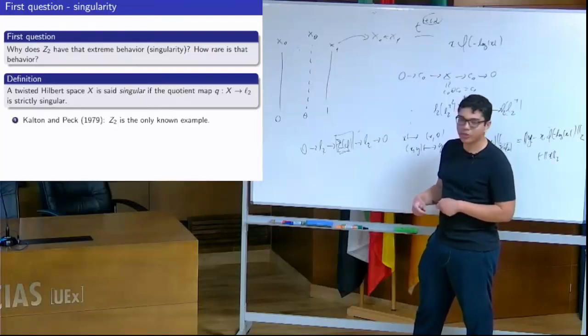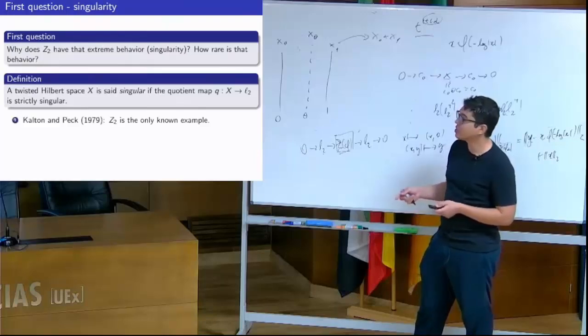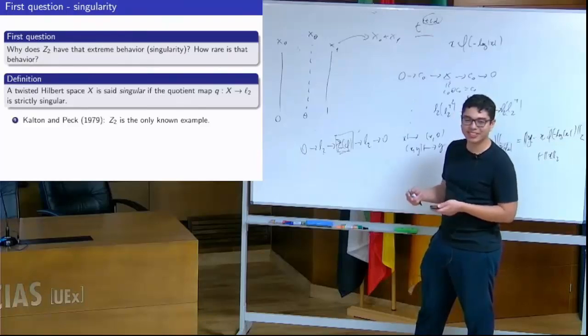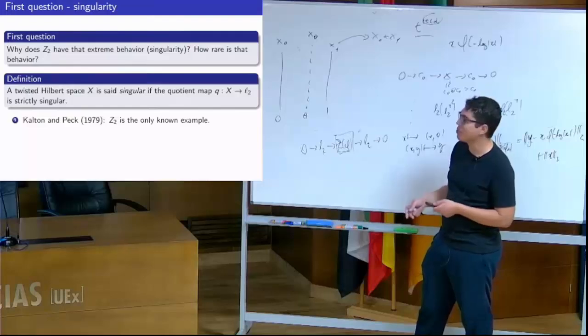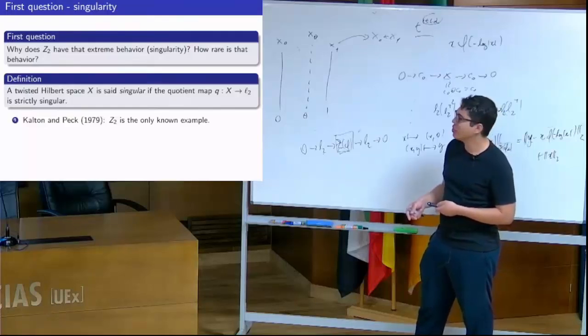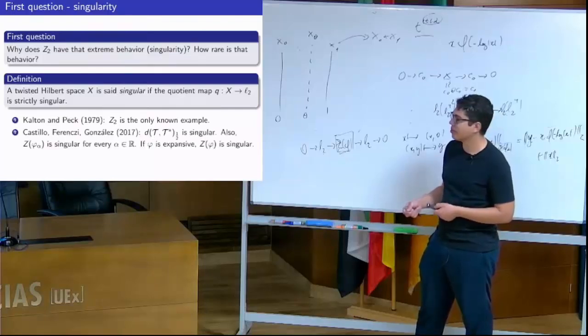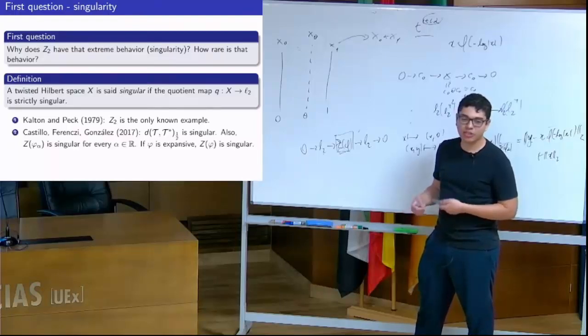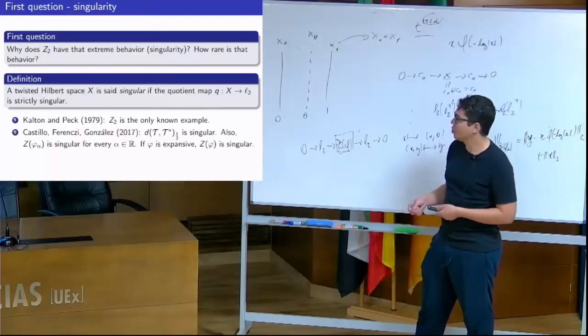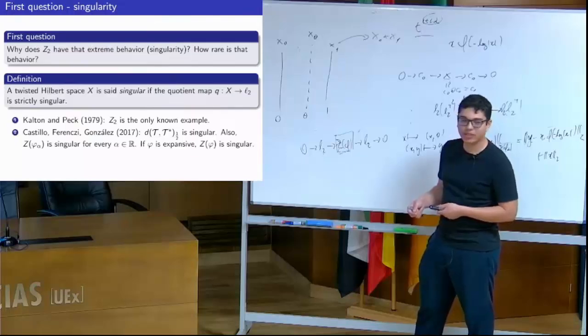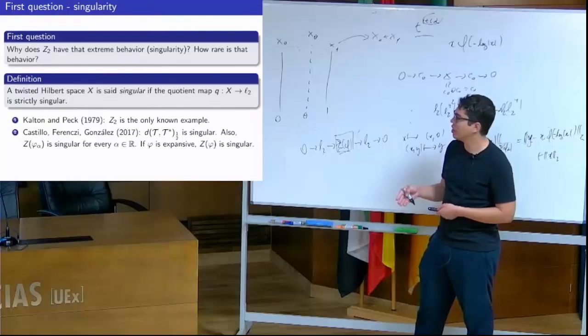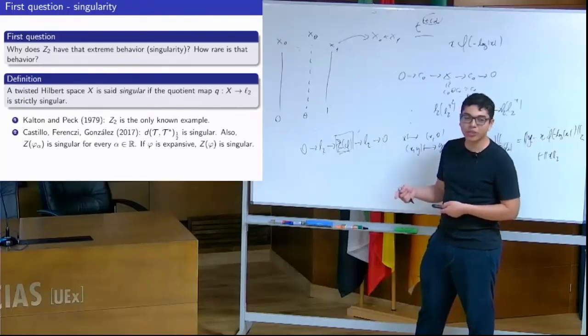And a little bit of history. There might be some gaps here, but it's only because of my ignorance. So if anyone knows more, please tell me later. So when Carlton and Peck defined their examples, Z2 was the only example known of a singular twisted Hilbert space. Then came Castillo, Ferenczi, and Gonzalez and presented some more examples. Okay? So if you take the Tsirelson space, interpolate with its dual, at 1/2 you get L2. And the derived space is also a singular twisted Hilbert space.